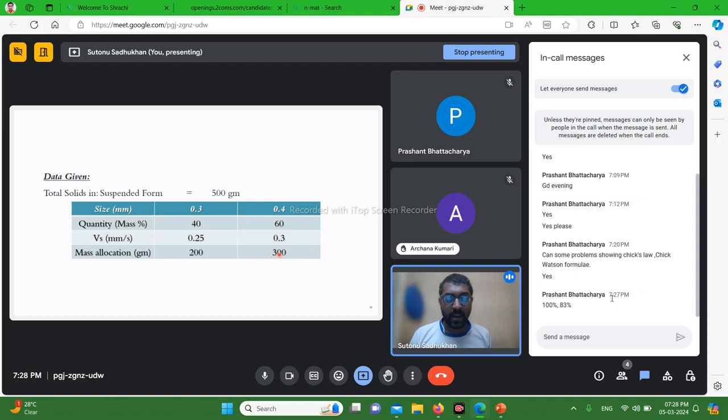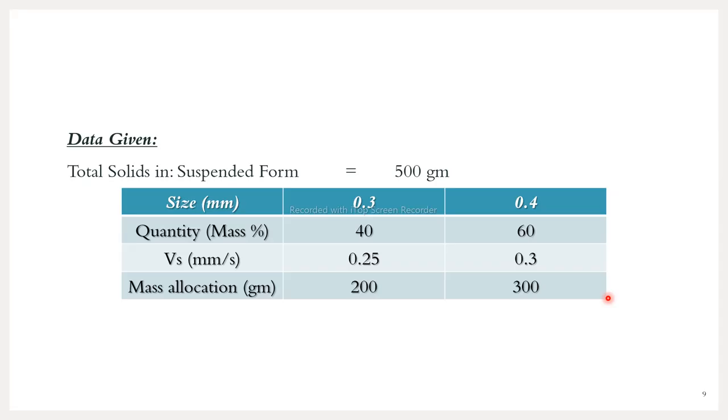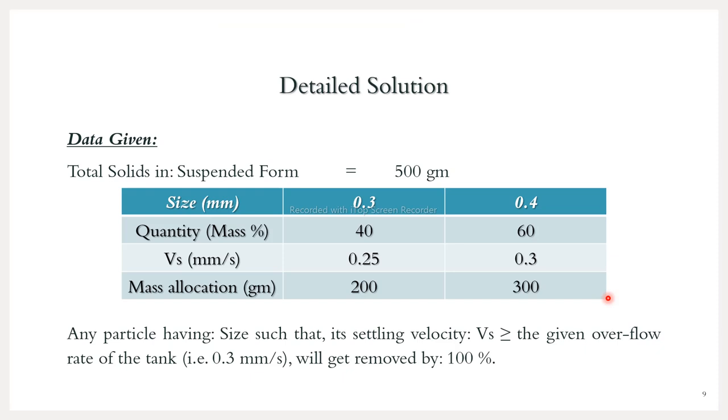So you have to multiply this 300 gram with that 100%, and 200 gram with that 83%, get the total mass, and divide that total mass by 500 gram times 100%. That will be your answer. So I'll solve it for you. The detailed solution goes something like this.